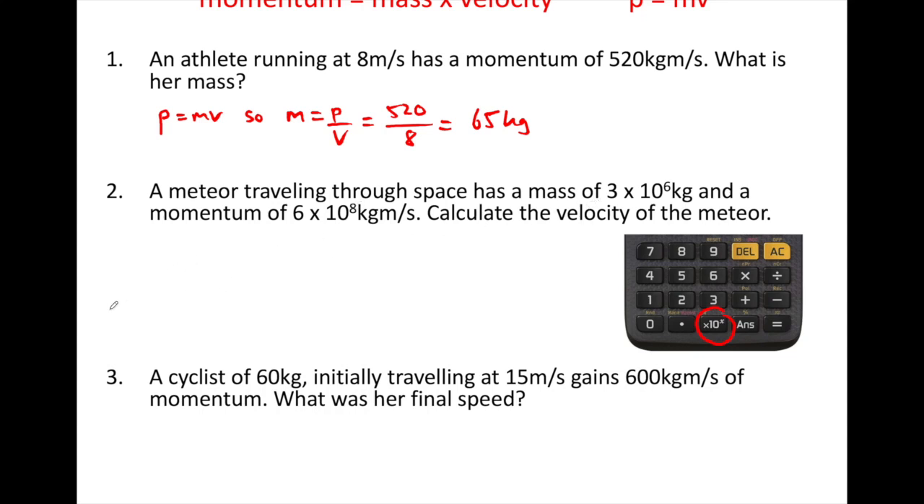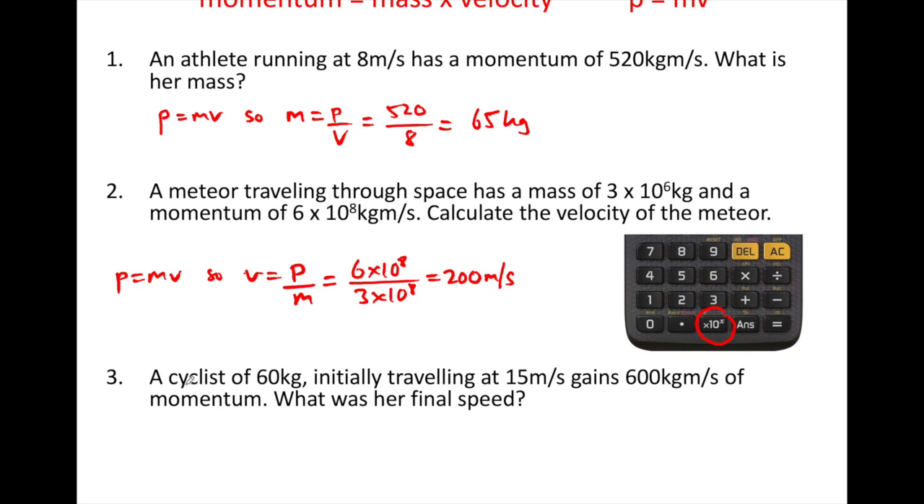So we've got to work out the velocity. So again, quote the original equation. Velocity is momentum divided by mass, and that gives you 6 times 10 to the 8 divided by 3 times 10 to the 8, which is equal to 200 meters per second.